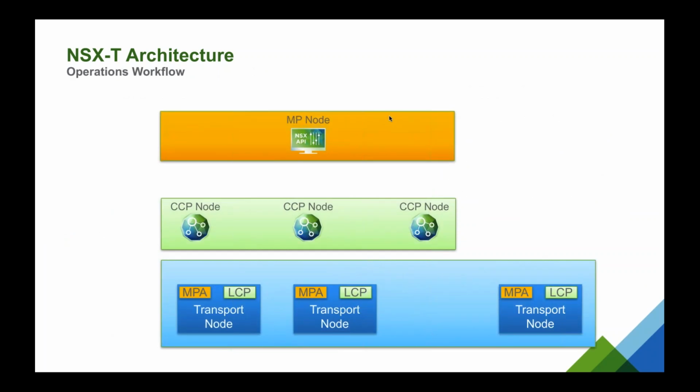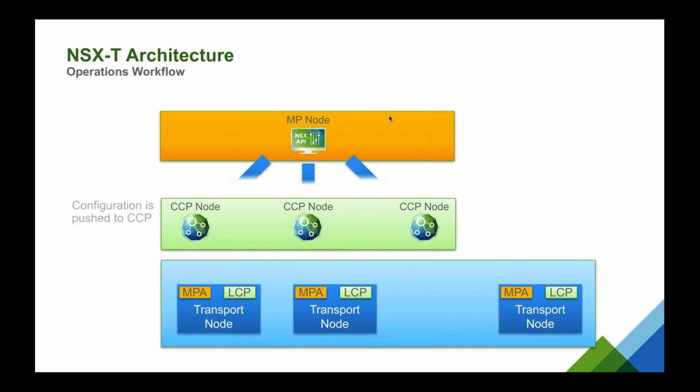So one additional level of detail, which is the workflow. If you make a configuration on the management plane node, the first thing that happens is that this configuration is persisted. So you would create a logical network, a logical router, and that is just first and foremost entered into the database and persisted.